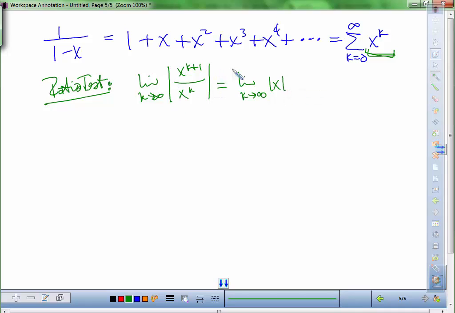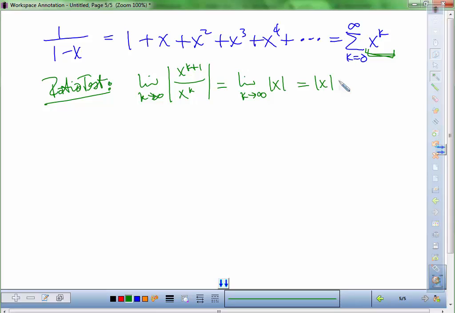Absolute value. Keep forgetting the absolute value. Now, since there's no k's in the expression, this must be constant with respect to the limit. So I can just take the limit as k approaches infinity. Nothing's going to happen because there's no k, and all I have left is x.